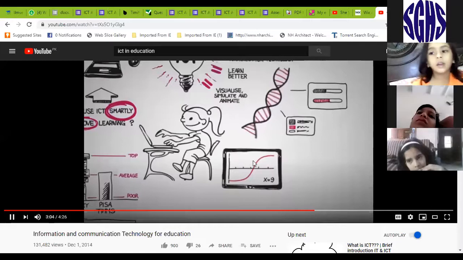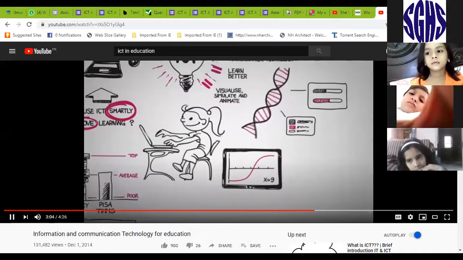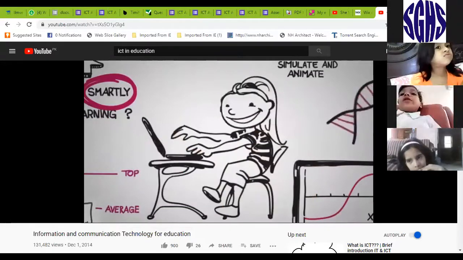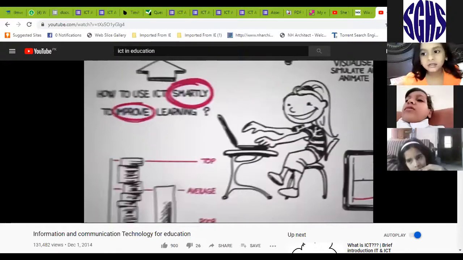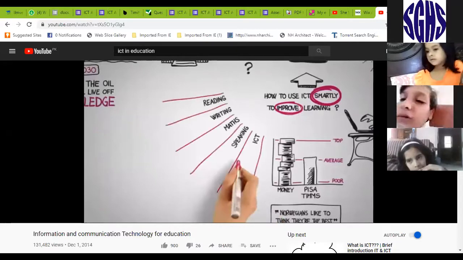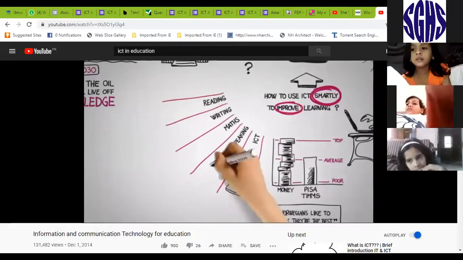Would it inspire us to have all the information in the world at our fingertips, just a few mouse clicks away? I think it would. I feel excited just thinking about it. So what's holding us back? Well, ICT is a part of the curriculum as a fifth basic skill. That's a good start.